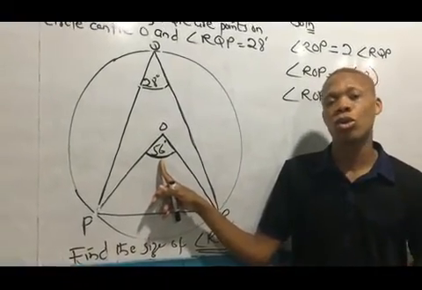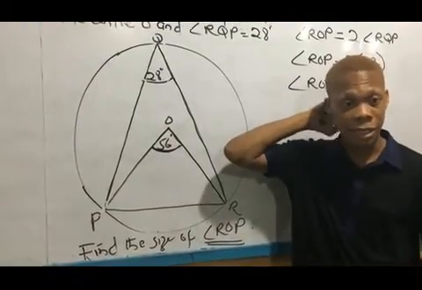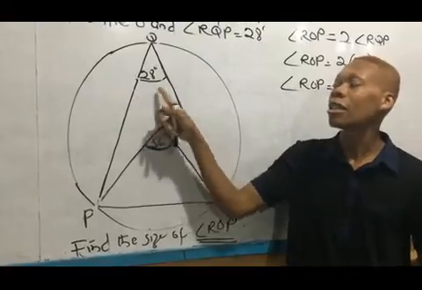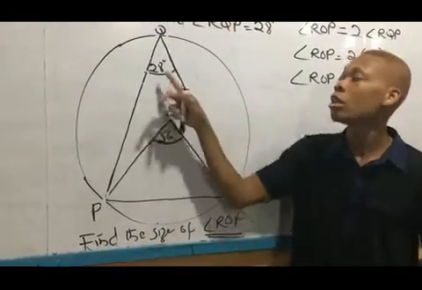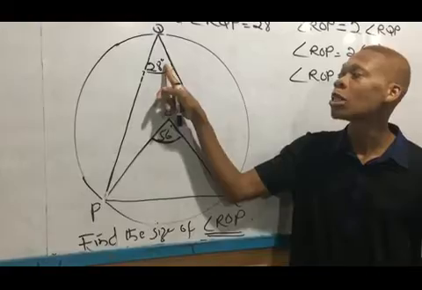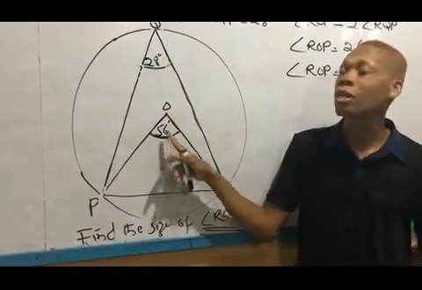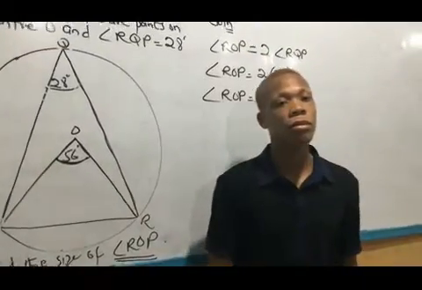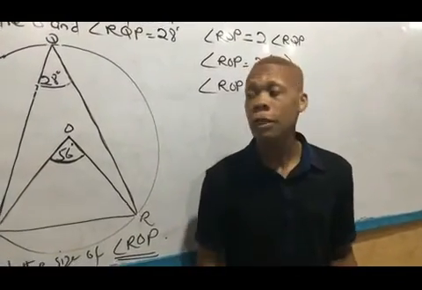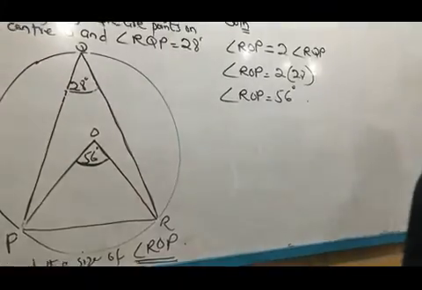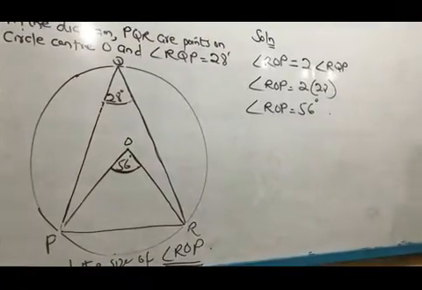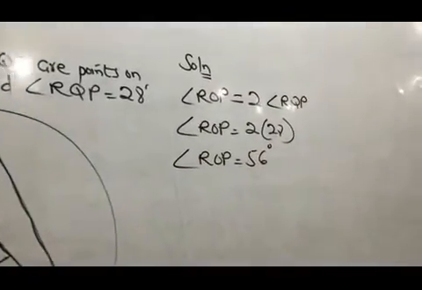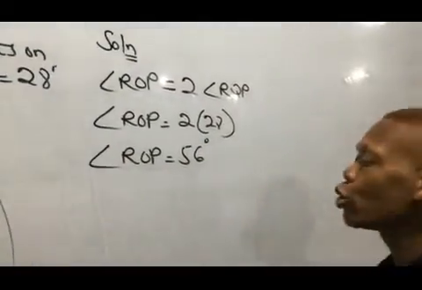So for those who want to use the shortcut in an objective question, when you see this is 28, the one at the center is 2 times the one at the circumference. So just take the one at the circumference and multiply it by 2. It will give you the one at the center. So 28 times 2 here will give you this 56. Now let's look at example 2.